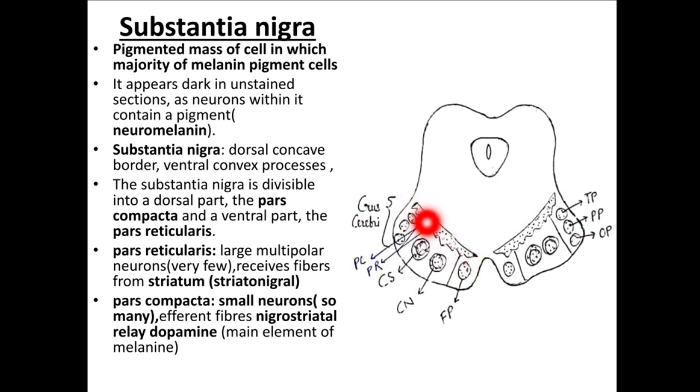These are efferent fibers, nigrostriatal fibers from pars compacta to striatum. These nigrostriatal fibers relay dopamine, the main element of melanin. So in this substantia nigra, pars reticularis receives fibers from striatum, striatonigral fibers, and pars compacta gives efferent fibers to striatum called nigrostriatal fibers.